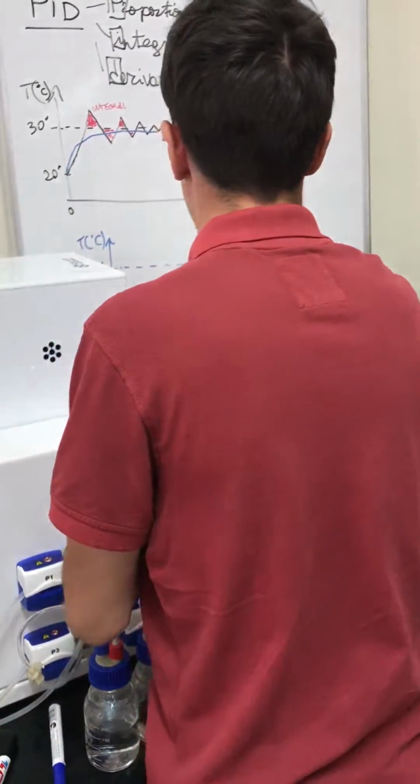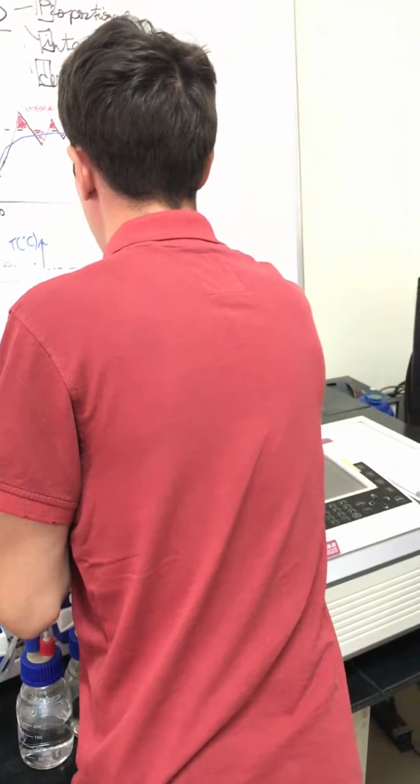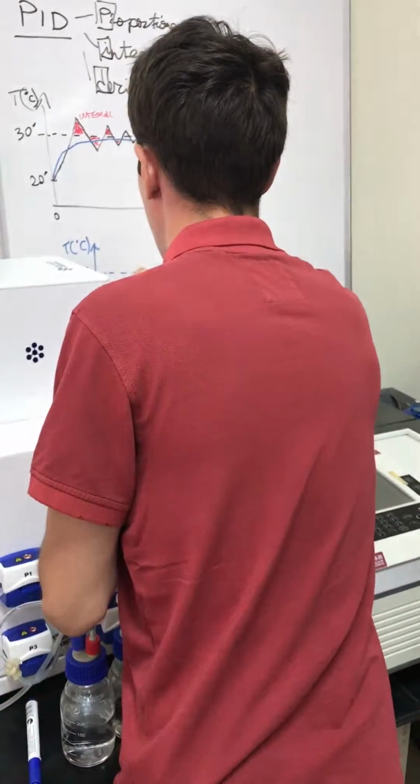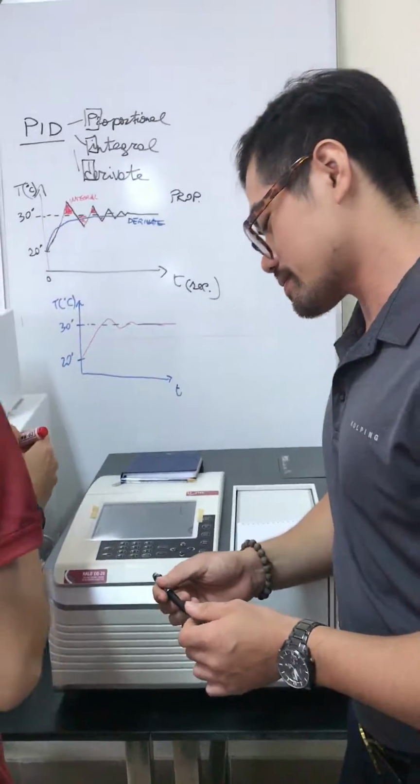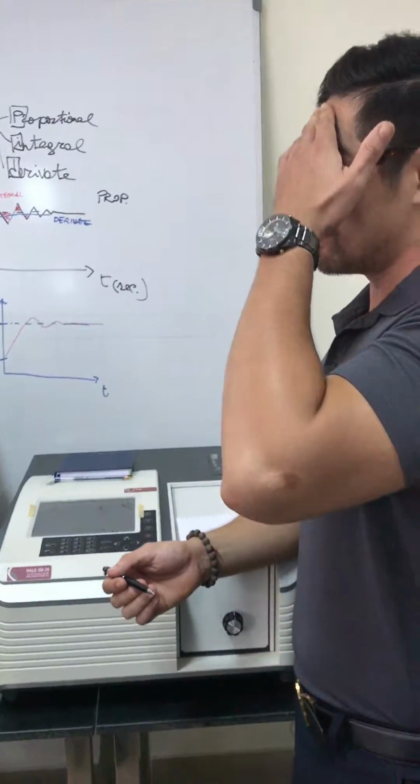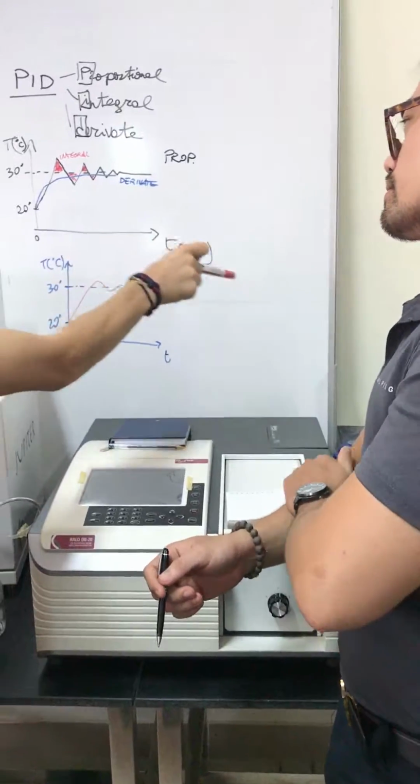In a real fermentation, it is a curve like this. This is the real line you will see.